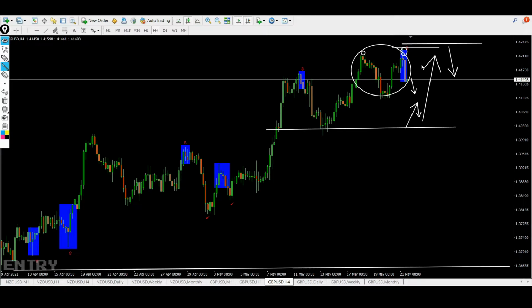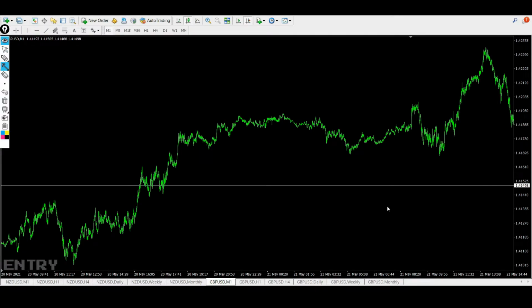Now let me explain to you why I took that second intraday short trade last night. So let's go down to the 1 minute chart. Right, this is a 1 minute chart. Now this is roughly 2 days worth of data.